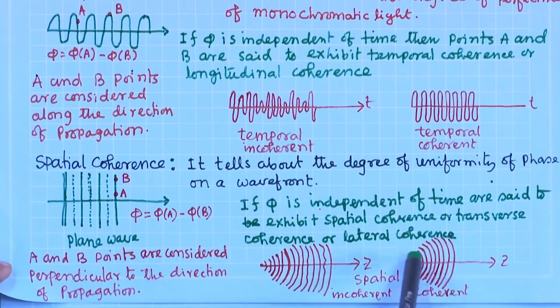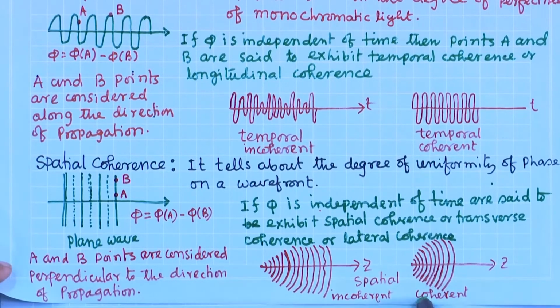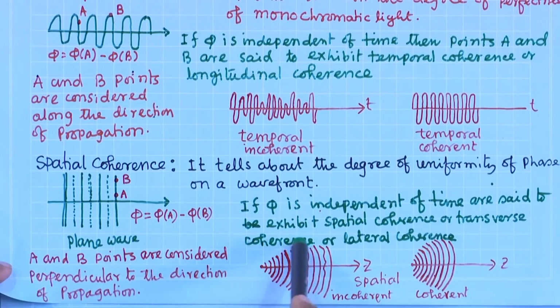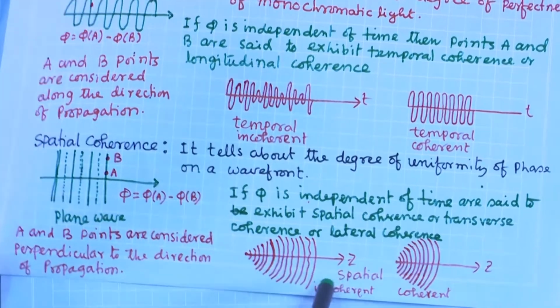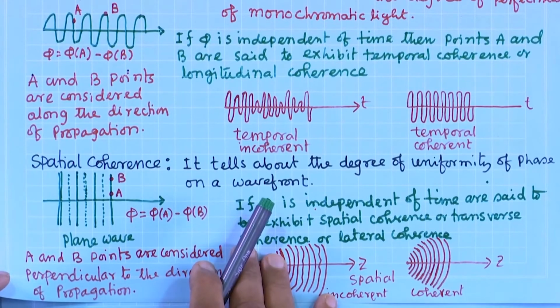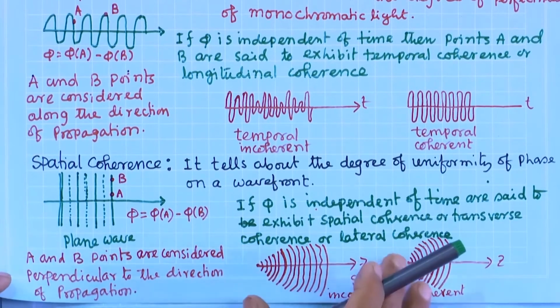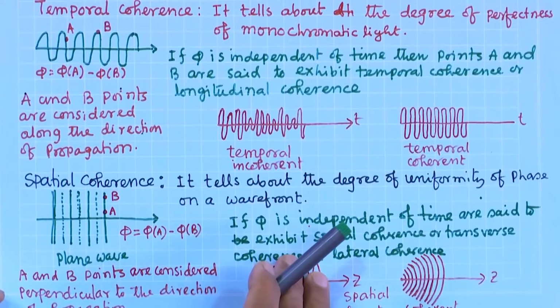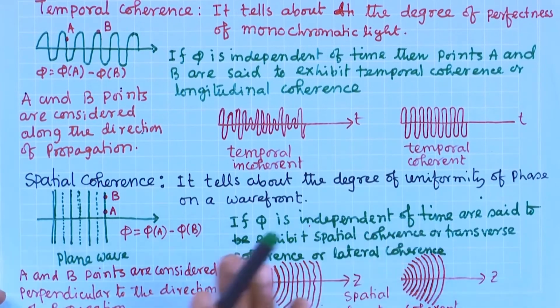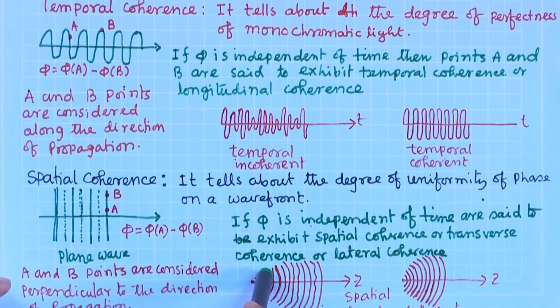This is the example of spatial coherence, the spherical one. But if it is like this, if you take 2 points on a wavefront and the phase is not uniform, then we say it is spatially incoherent. To observe interference, the source has to be coherent, which means the source has to be temporally coherent as well as spatially coherent. So it has to satisfy both conditions.